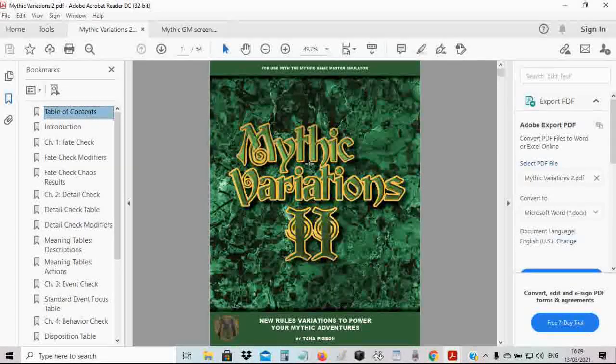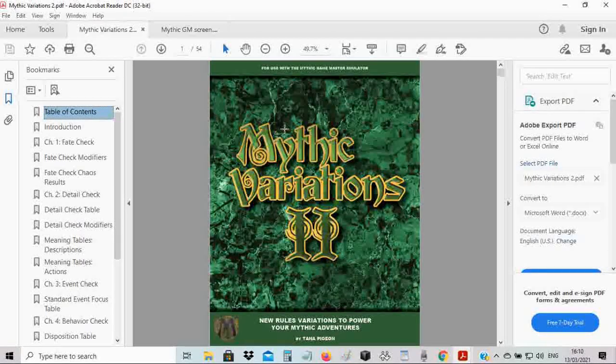So anyway, Mythic Variations 2 is made by the same company, Wordmill Publishing, and is written by Tom Pigeon. Now, what you need to know about this is it's designed to work with the previous books of Mythic, like the Red Book, the main Mythic core rulebook, the Mythic GM Emulator, and the Mythic Variations, wherein you can plan a whole history for your character and possible scenarios that they'll run into.